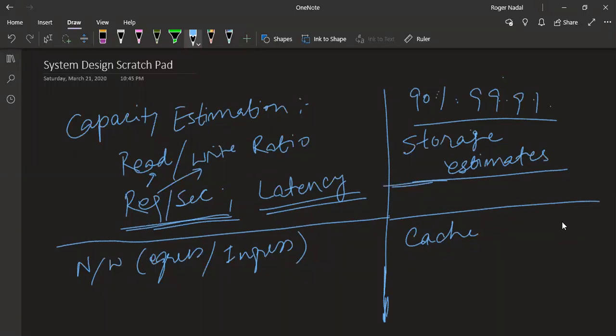Again, then the network. How does network throughput affect us? Can somebody talk about it?